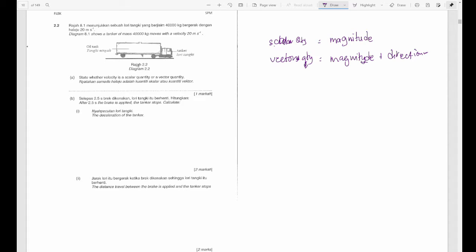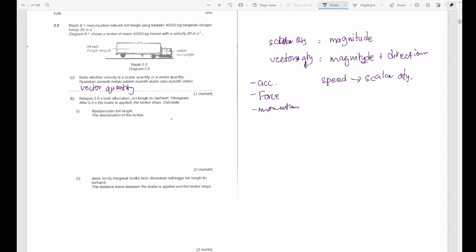So velocity is one of the vector quantities. So we should answer here: vector quantity. Other quantities which can be categorized as vector quantities are acceleration, force, momentum, and others. Speed has the same unit as velocity, and it has the same formula as velocity, but it is categorized as a scalar quantity.